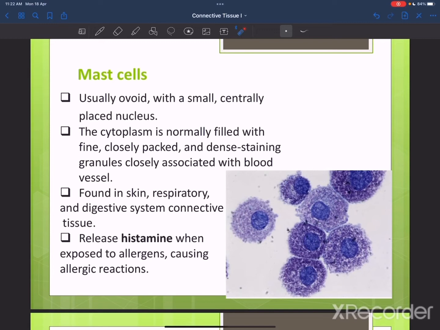They are usually nearby the blood vessels in the connective tissue, and usually located in the respiratory and GI tract, and they release histamine. These granules contain histamine and heparin, but mainly histamine, in response to allergens, causing allergic reactions.